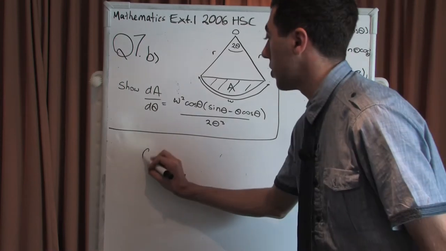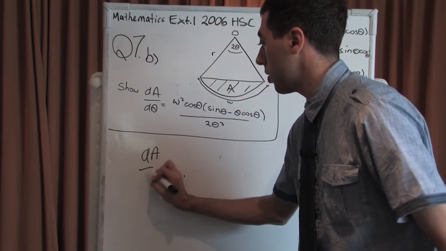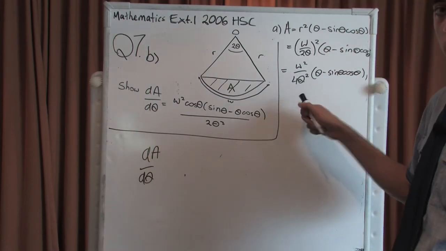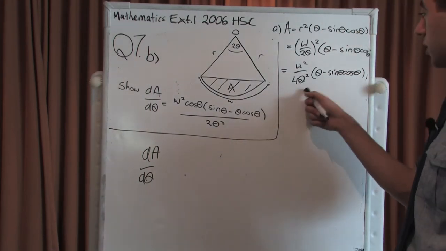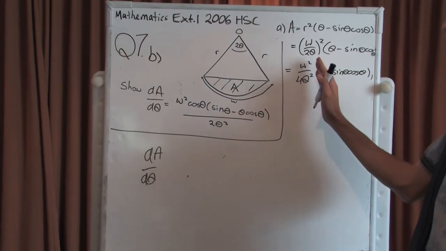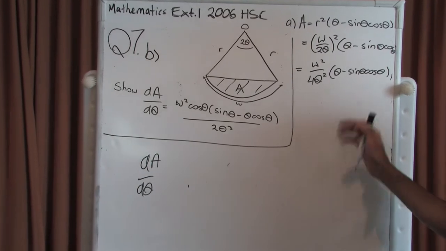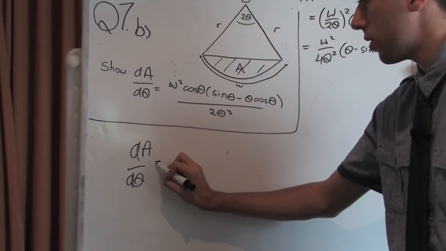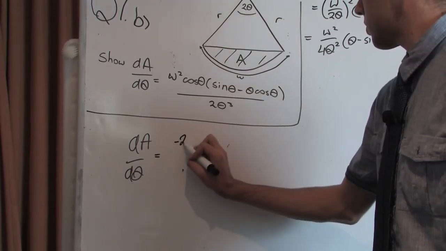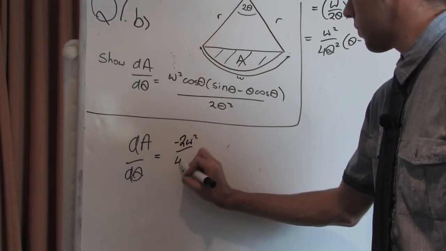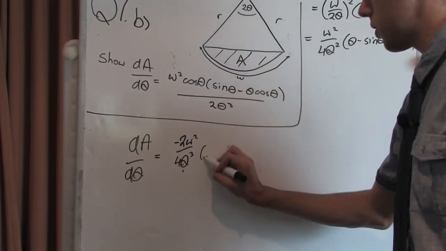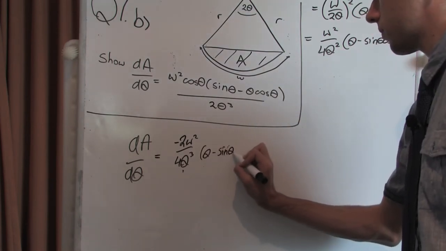We'll begin with dA over d theta. Instead of doing the quotient rule here, we're going to do the product rule because it's a bit easier. The first term is this little bit here, and the second term is what's inside the bracket. So dA over d theta: we've got the derivative of the first, which is minus 2w squared over 4 theta cubed, times the second, so that's theta minus sine theta cos theta.